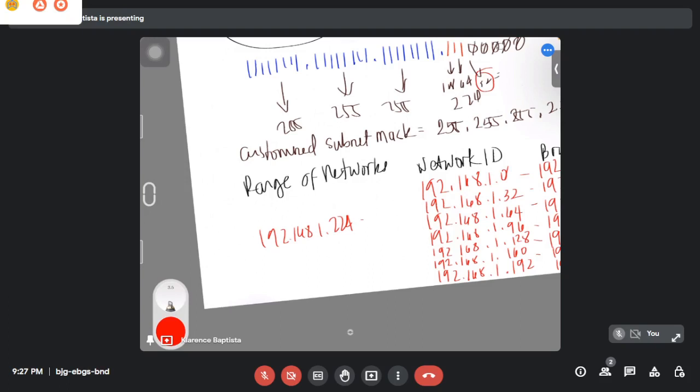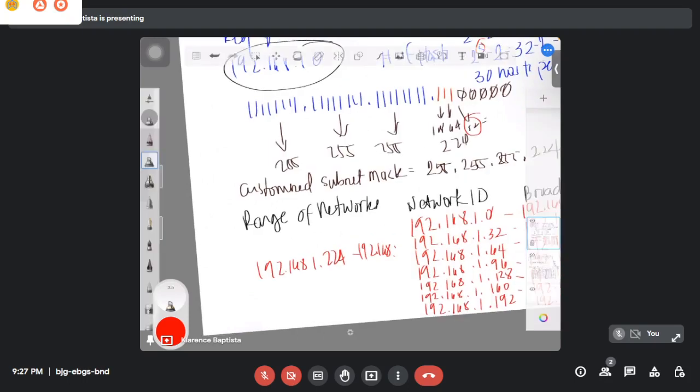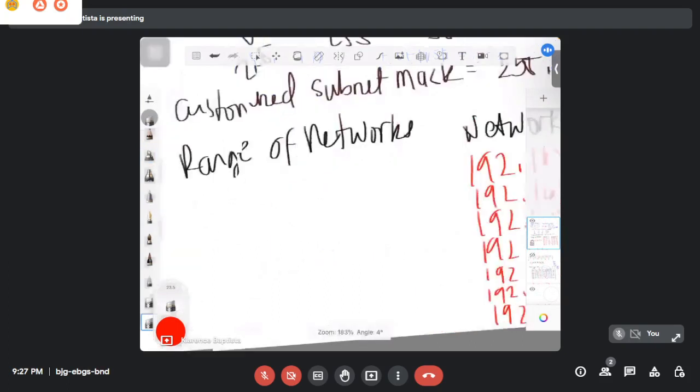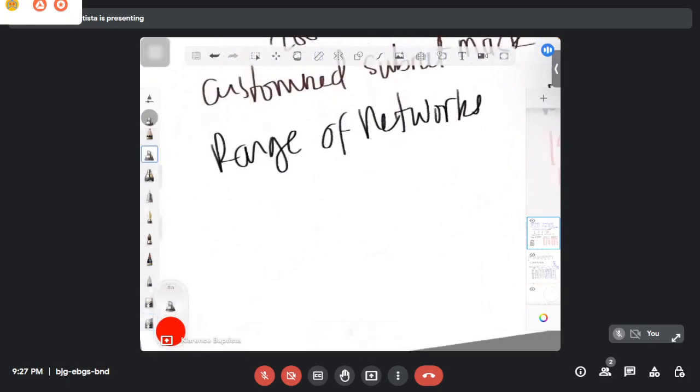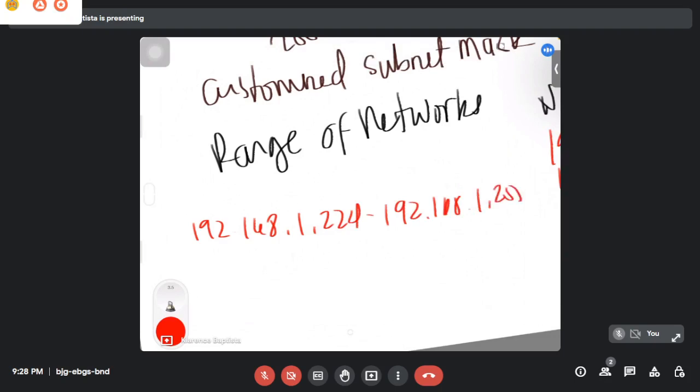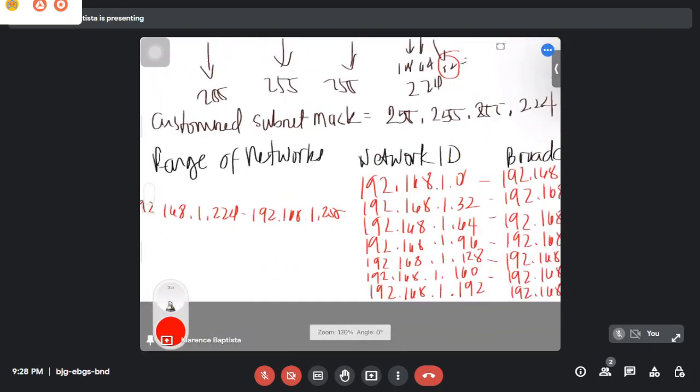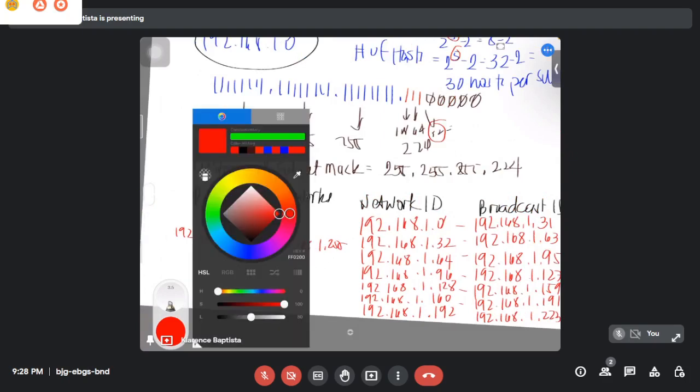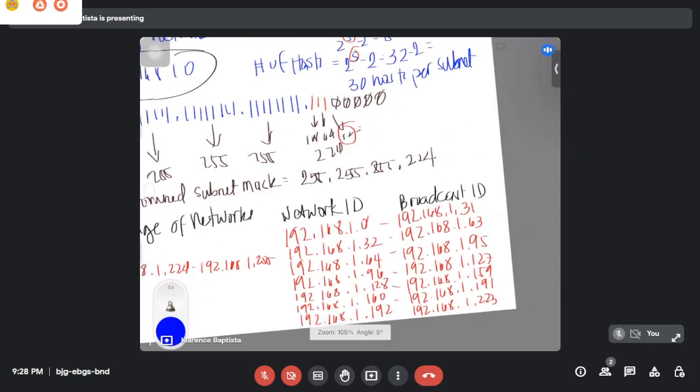192.168.1.224 hanggang 192.168.1.255. Ulitin ko po, yung last range would be ito. We have 192.168.1.224 hanggang 192.168.1.255. So, paki-take note po, yung unang IP range, the first IP range, which is 192.168.1.0.